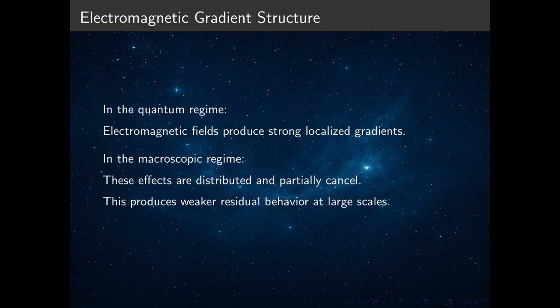In the quantum regime, electromagnetic fields produce strong, localized gradients, while in the macroscopic regime, these effects are distributed and appear weaker. The apparent absence of strong electromagnetic forces at large scales is interpreted not as a disappearance of underlying fields, but as a cancellation or redistribution of opposing components, leaving a residual effect that manifests as gravity.